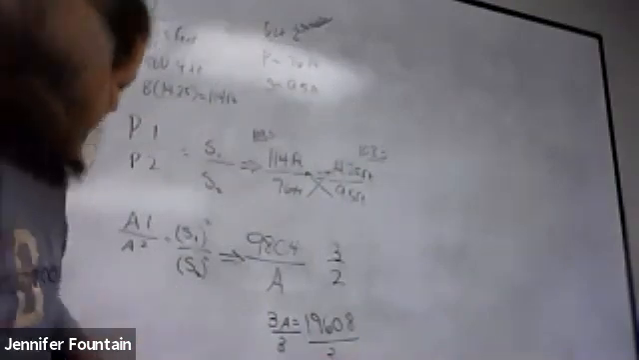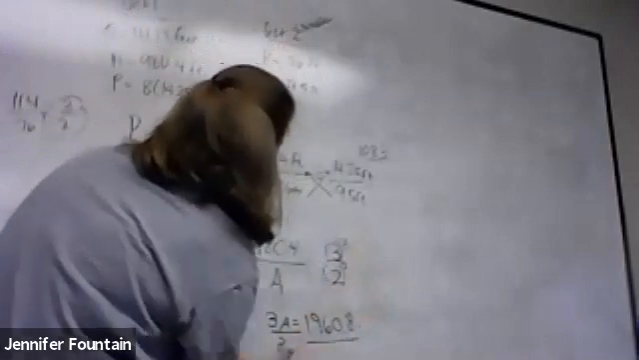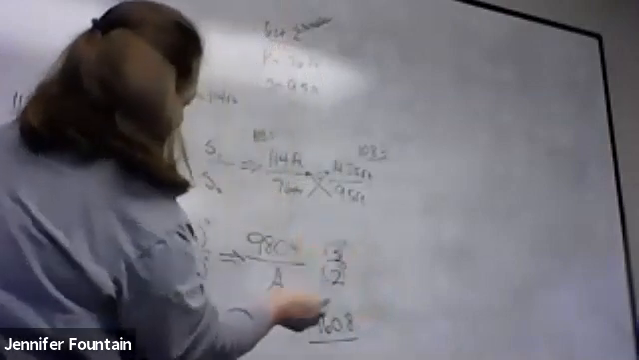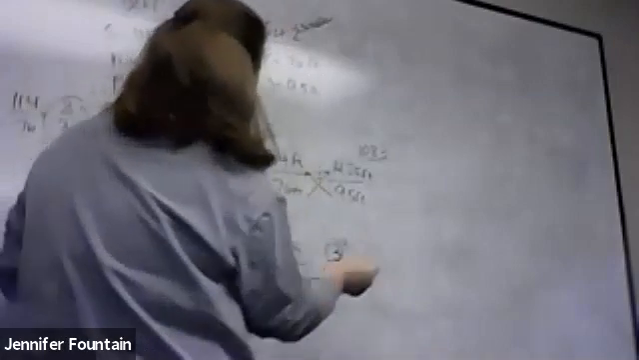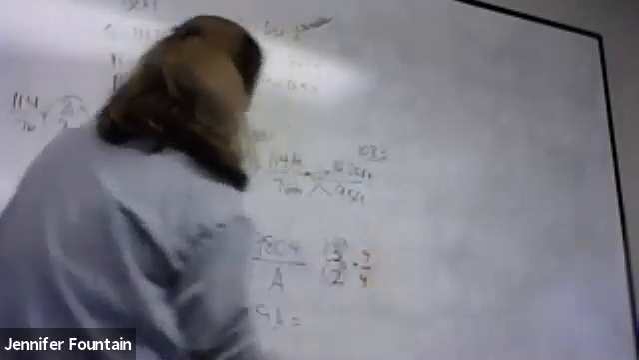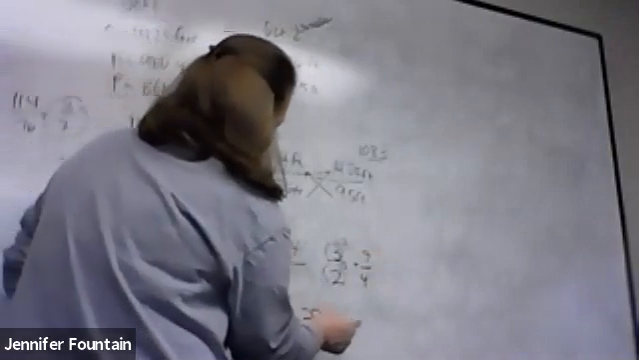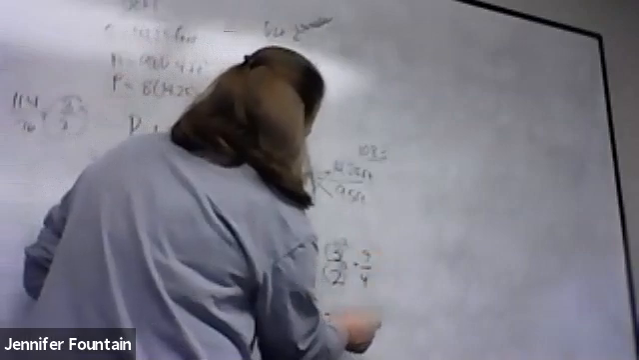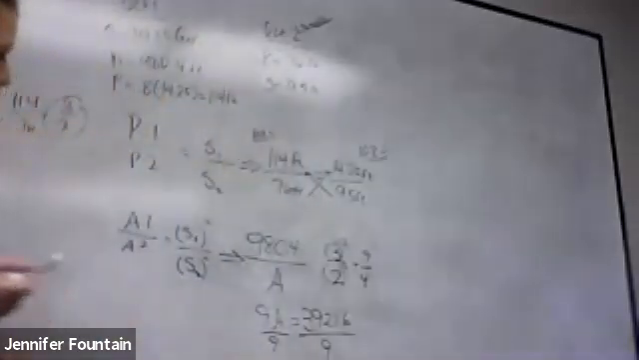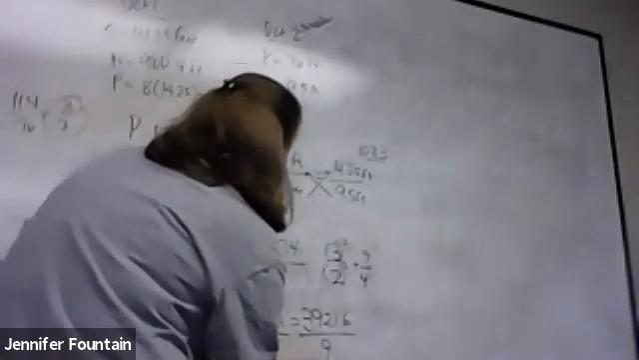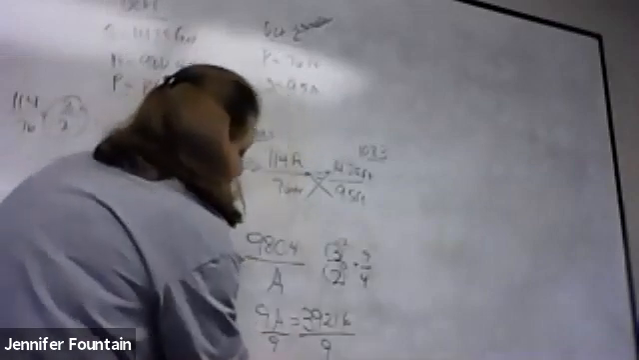Oh, I didn't square them. My bad. This was supposed to be 3 squared over 2 squared. Let me fix that real quick. So 3 squared is 9. So we've got 9A is equal to, what's 2 squared? It's 4. So what's 4 times 980.4? 3,921.6. So now divide by 9. What is 3921.6 divided by 9? 435.7. So we ended up with the same answer.